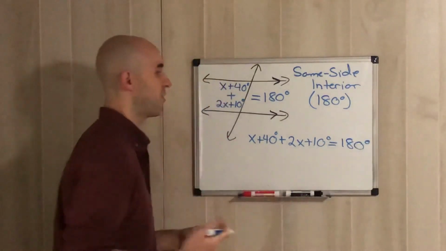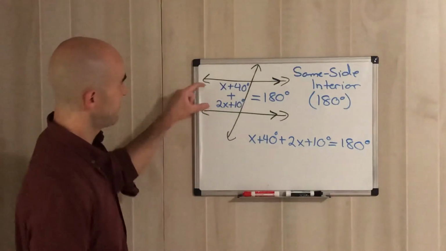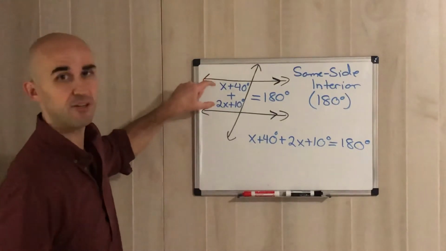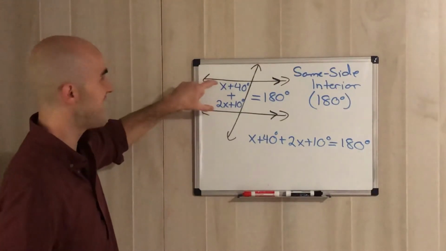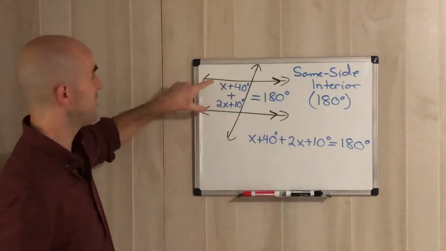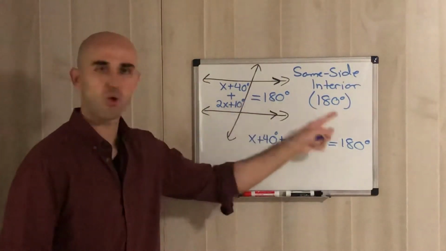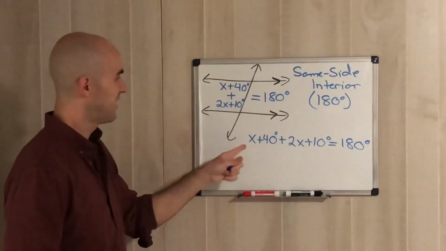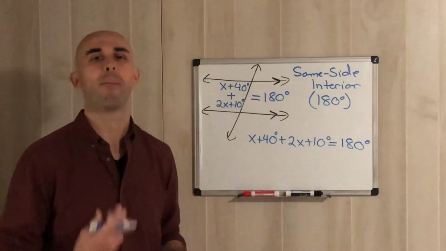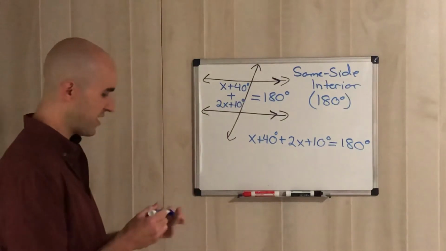And the reason, again, we're setting it up to 180 is because we said it. When it's same side interior, they add up to 180. So if that's what it does, we have to add them up and set it equal to 180. Which again, this is all just practice, which we're going to do in a sec. Because when it comes to this, it's just combining like terms and then solving an equation, right?